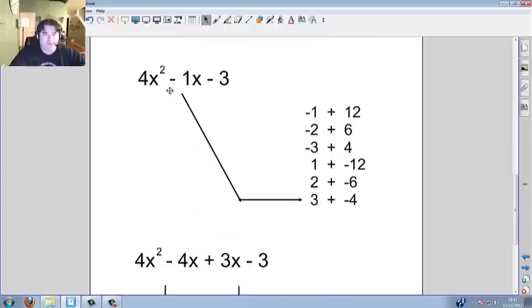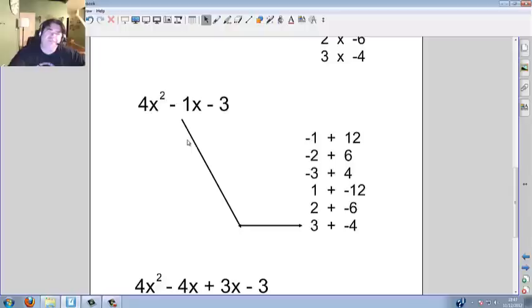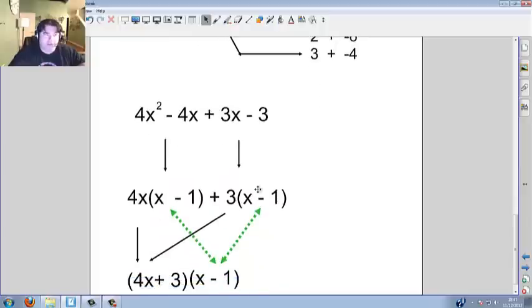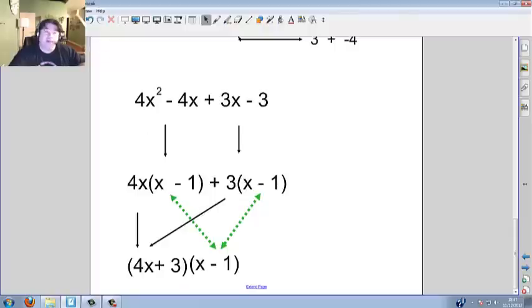Split them up, so negative 1x becomes a positive 3x and negative 4x. Now you might say, wait a minute, how am I going to get all that from negative 1? Remember, they just have to add to negative 1. It makes no difference how you get negative 1. All that makes a difference is that you got negative 1. So we'll go ahead and do that there. I have 4x times x minus 1 and 3 times x minus 1, so 4x plus 3 times x minus 1. I hope you got that.